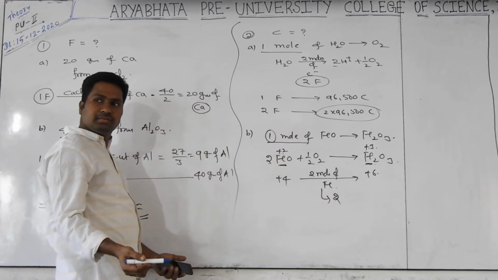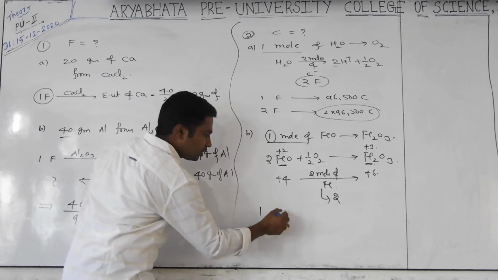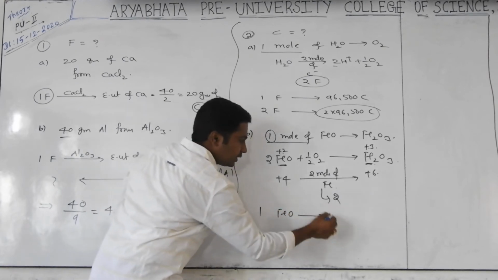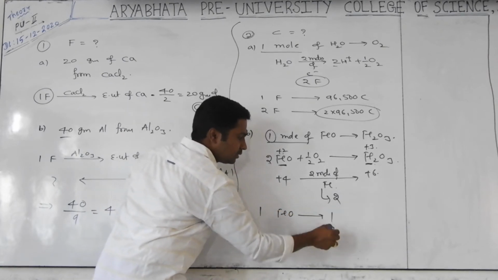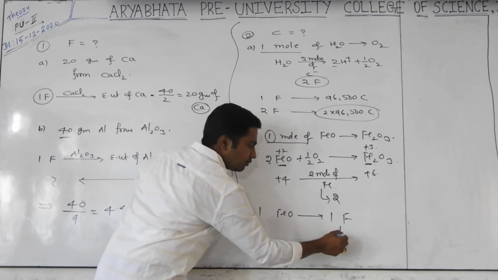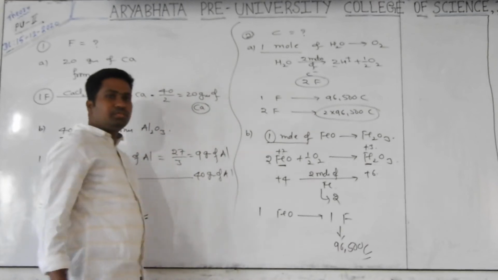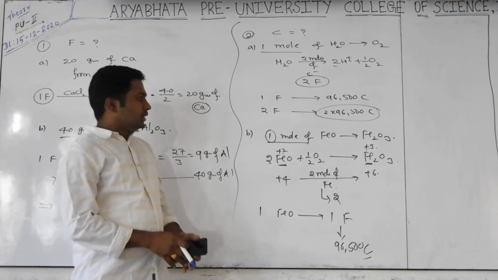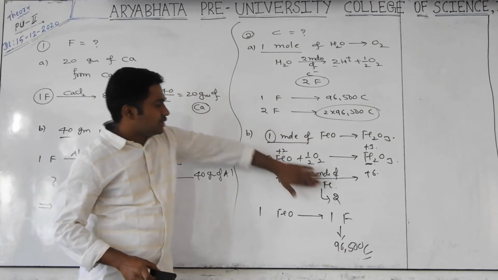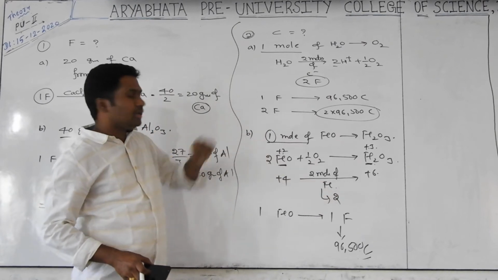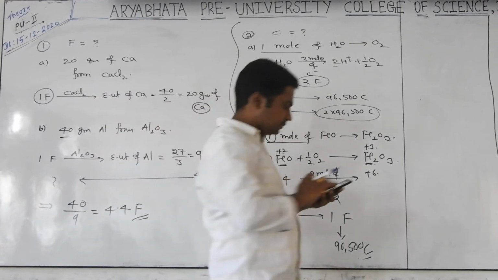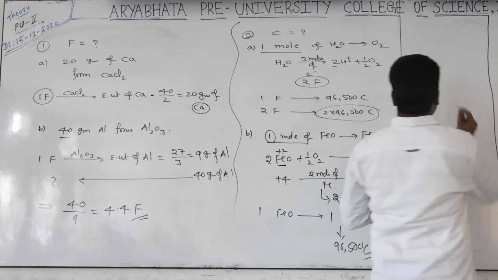That's it. Yes, for 1 mole of iron oxide, the required moles of electrons is 1 Faraday. 1 Faraday is nothing but 96,500 coulombs. Observe carefully. Without giving 1 mole, the answer would be 2 Faradays. But he mentioned very clearly 1 mole, so how much? Yes. You work out 1 more problem.